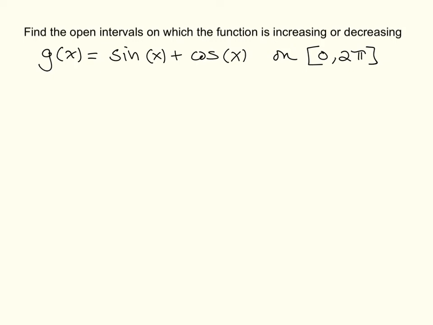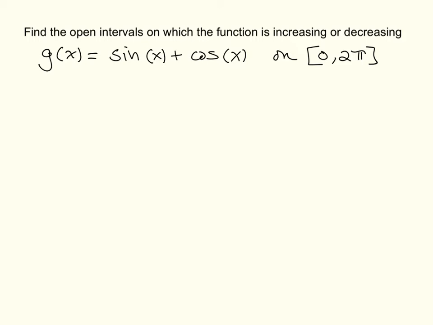Find the open intervals on which the function is increasing or decreasing. The function is g of x equals sine of x plus cosine of x, and we're looking at the interval 0 to 2 pi. In order to find these intervals on which the function is increasing or decreasing, we need to find the critical values.